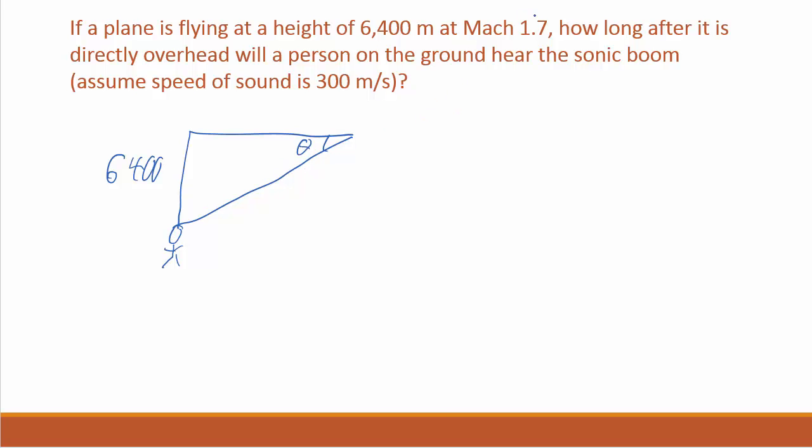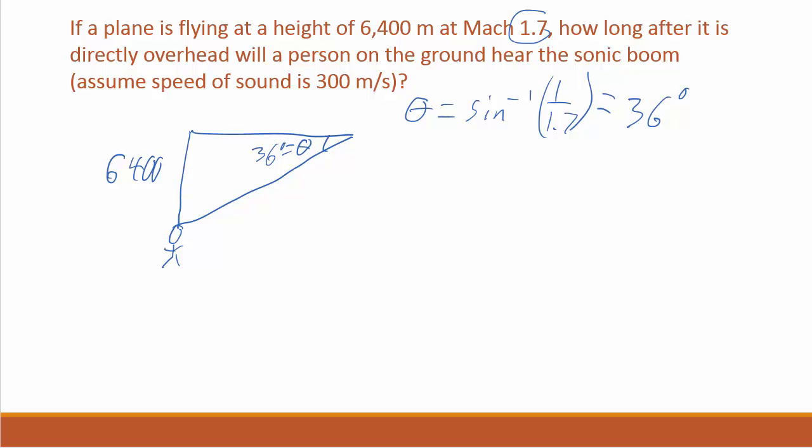So if we know the Mach number, we can find theta, because it is just the inverse sine of 1 over the Mach number. So that gives us theta is about 36 degrees. Okay, so that's the first piece to our puzzle.